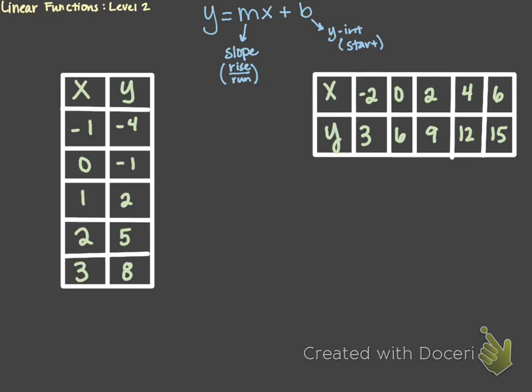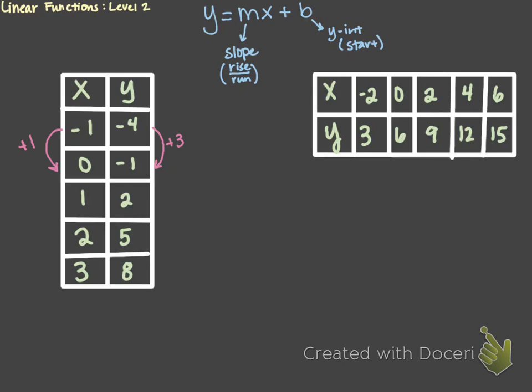Alright, so with our two tables, we want to identify our slope as well as our starting value. To find the slope of a table, we are going to look at how we can get from one point to the next on both the x and y coordinates. So let's just start from our very first point. On the x, otherwise known as our run, to get from -1 to 0, we are going to add 1. Now on the y side, to get from -4 to -1, we are going to add 3.